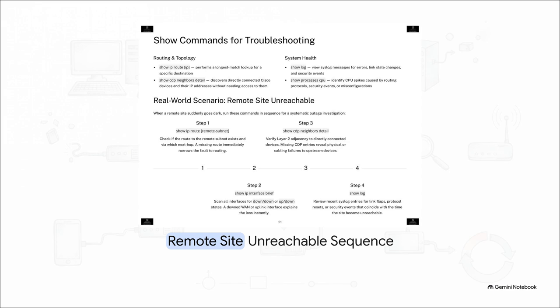If the interface is up, proceed to step 3, show cdp neighbors detail. If you're missing a Layer 2 CDP adjacency to a directly connected upstream switch or provider edge device, you have a local cabling or physical failure between the devices. Finally, step 4, show log. Reviewing the syslog can reveal historical context, link flaps, routing protocol resets, or security events that happen at the exact timestamp the site went dark. Sticking to this strict order stops you from chasing ghosts and saves precious minutes during a critical outage.